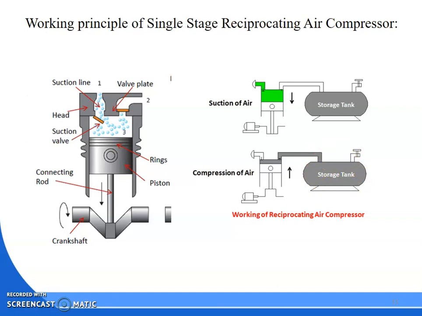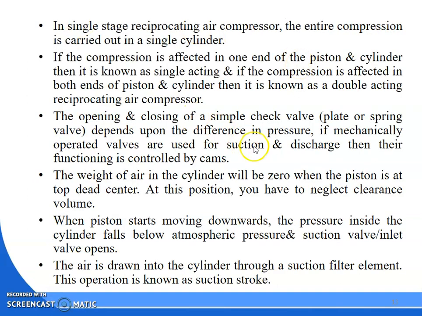In the two strokes, this is from TDC to BDC and BDC to TDC. In the two strokes, the suction and compression will be carried out. Okay. So this is known as a single stage, single acting compressor. Single stage means one cylinder, single acting means on one side of the piston the air will be compressed. So that is known as your what? Single acting compressor. Okay. This is the working.